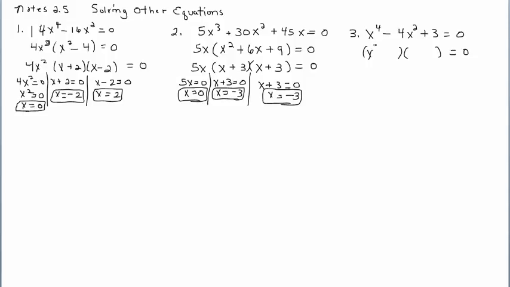We know that this is going to have to be x squared, and so with this first term to produce x to the fourth, we're looking for factors of 3 that add to negative 4. So that's going to be a minus 3 and a minus 1.